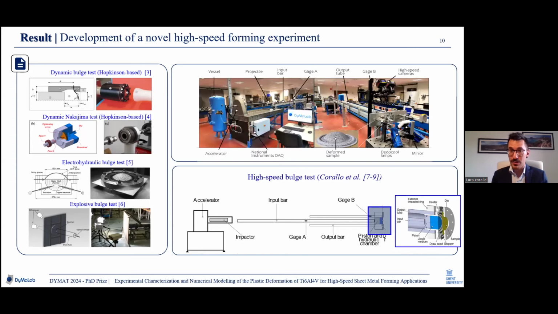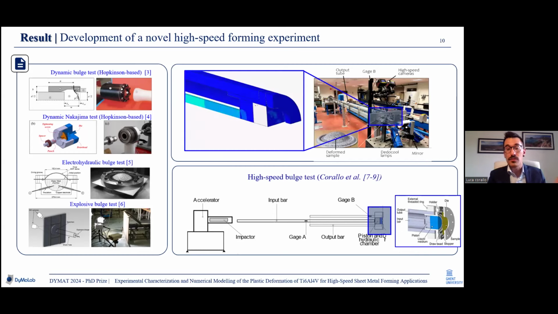And here are a few pictures of my setup currently installed at Ghent University. But how does it work? During an experiment, the incident wave travels in the input bar. The input bar dynamically pushes the piston. The piston pressurizes the water, which deforms the sample. The sample is solidly clamped to the output tube. Therefore, the dynamic load is transferred to the output tube.